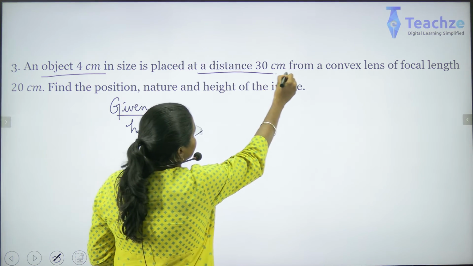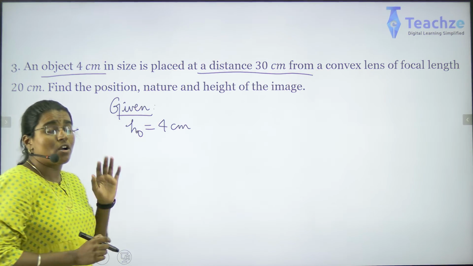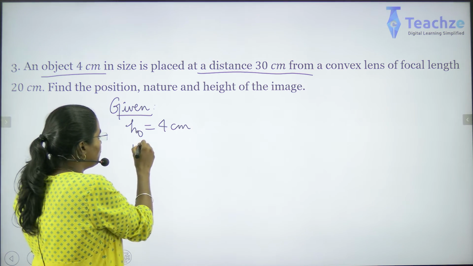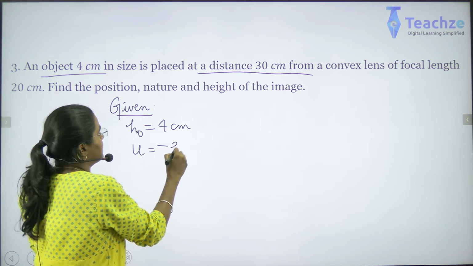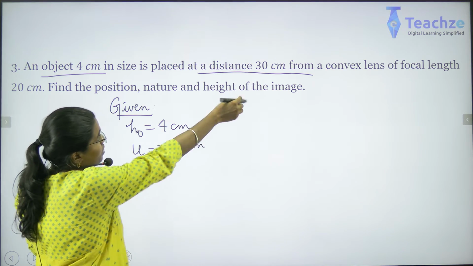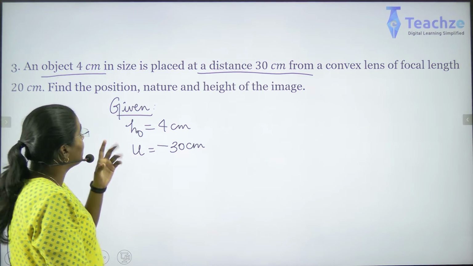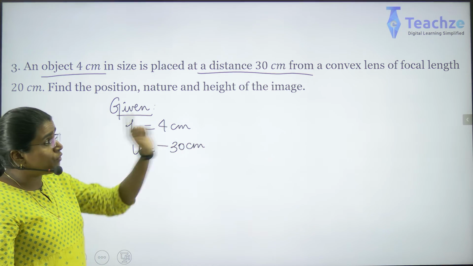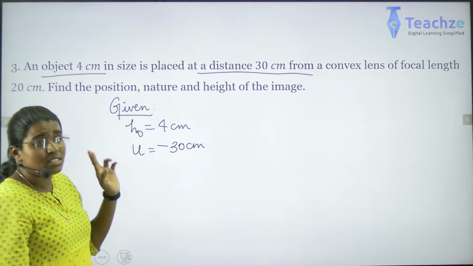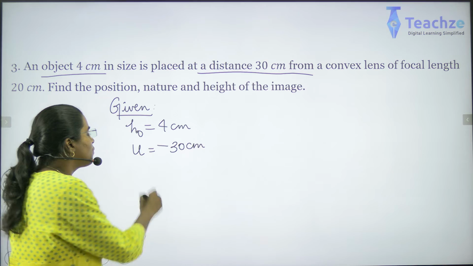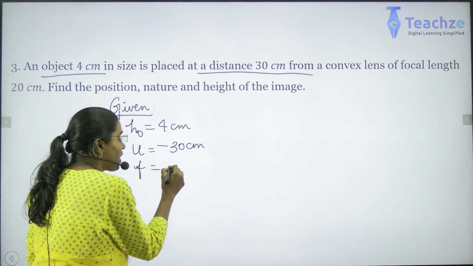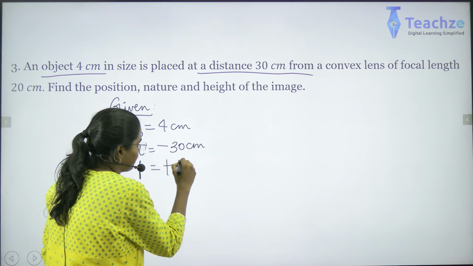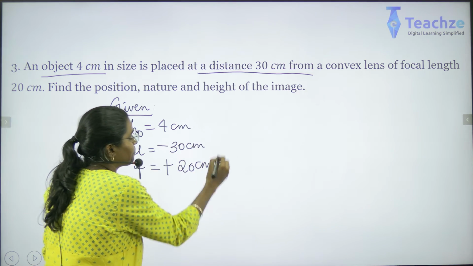At a distance of 30 centimeter from the convex lens, this object is placed in front of the convex lens. So, U will be minus 30 centimeter. Make sure your units are given properly and you write it properly when you write down the given. And the focal length of the convex lens is 20 centimeter. So focal length of the convex lens is always positive or negative? Yes, it's positive. 20 centimeter.